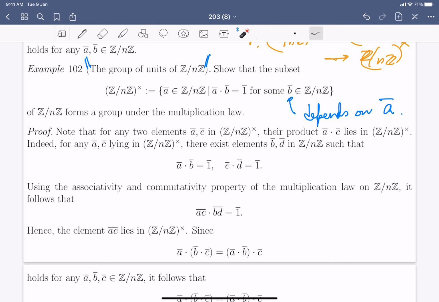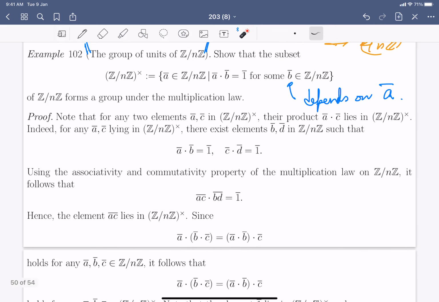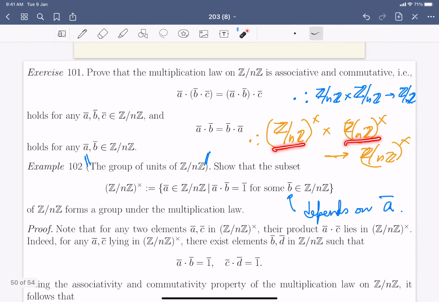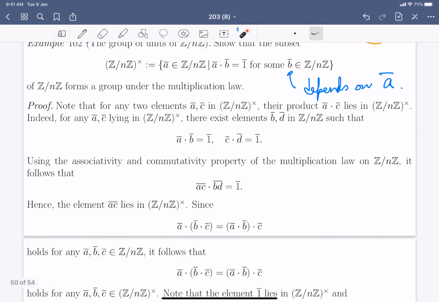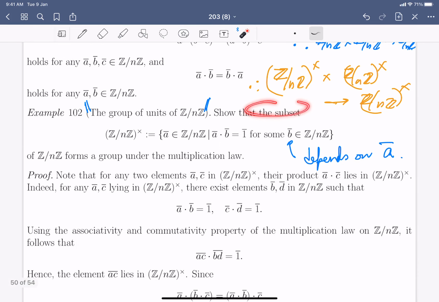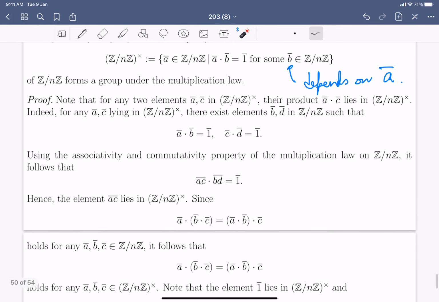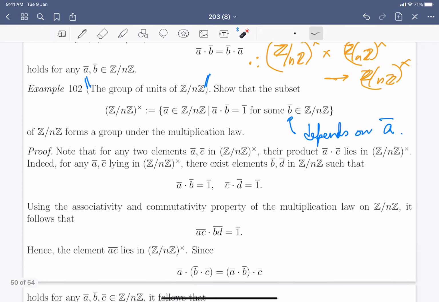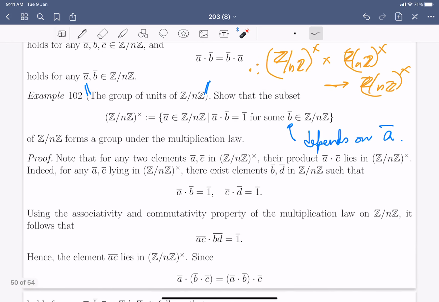Okay. Anyway, so the first point is that if you pick two elements from Z mod n Z cross, whether their product lies inside Z mod n Z cross or not. So the answer is it does, because you need to show that this is a group. Sorry for this quote unquote reverse way of arguing. From the given statement you cannot conclude, we are asked to show.